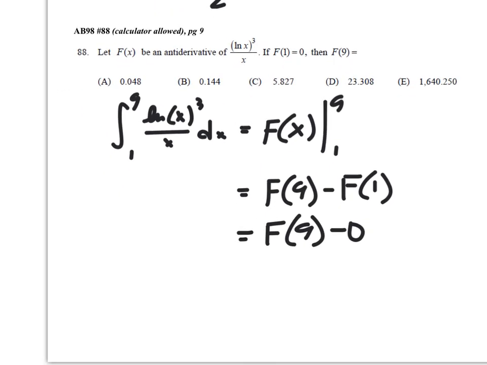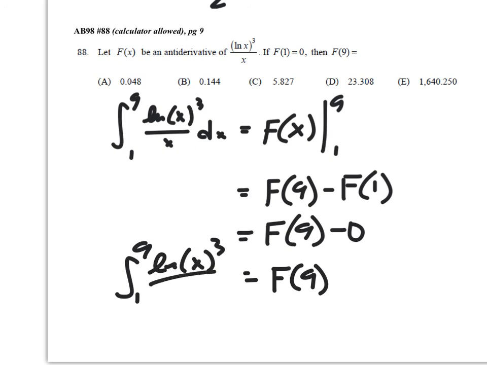So I'm going to use my calculator to find the area under the curve, and that area under the curve will give me the answer for F of 9. My calculator is giving me C, 5.827.